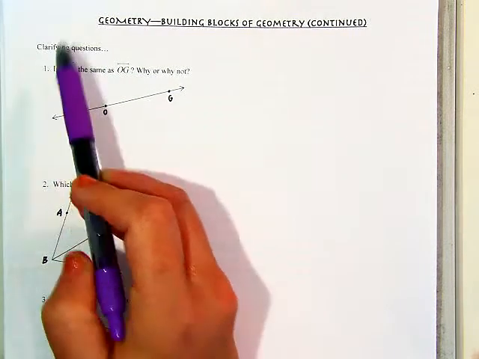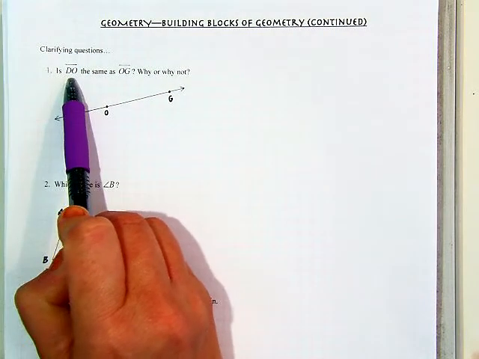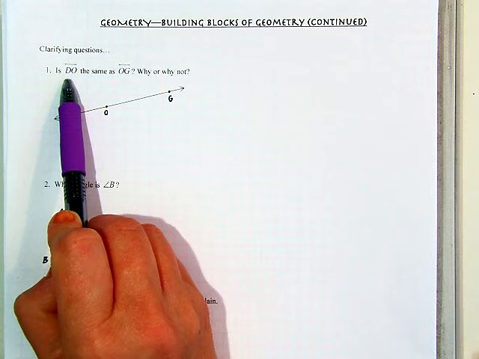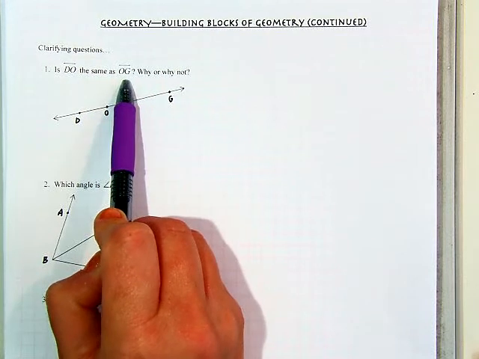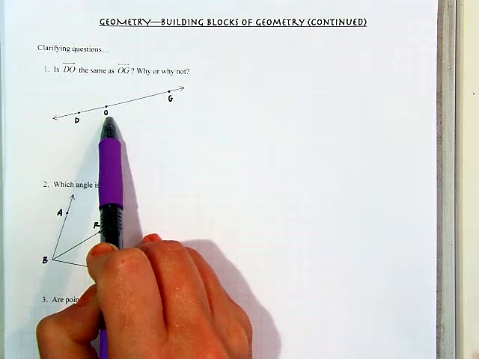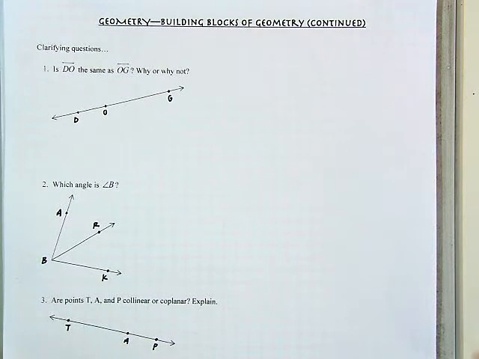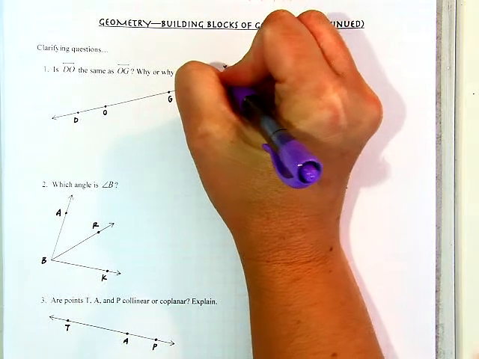So my question is this: line DO, so if I name it DO, double arrow on top, is that line the same as line OG? So OG, double arrow on top. So here we're just saying that we have two different notations. Does it name the same line? Well, yes, it names the same line. Let's start there.